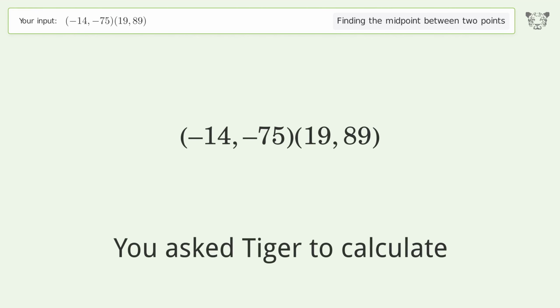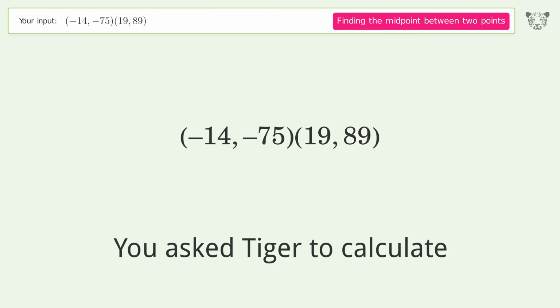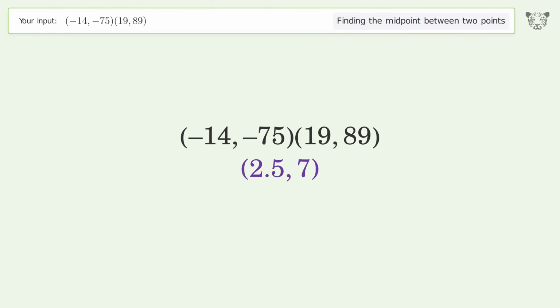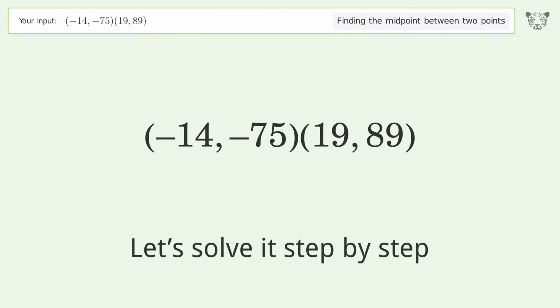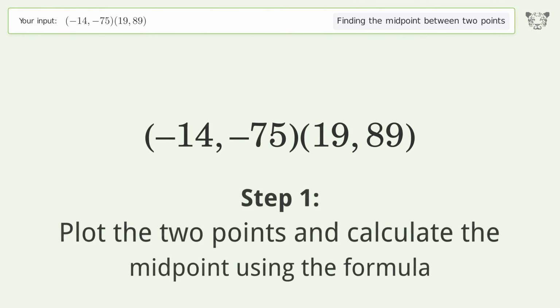You ask Tiger to calculate. This deals with finding the midpoint between 2 points. The midpoint between the 2 points is 2.57. Let's solve it step by step. Plot the 2 points and calculate the midpoint using the formula.